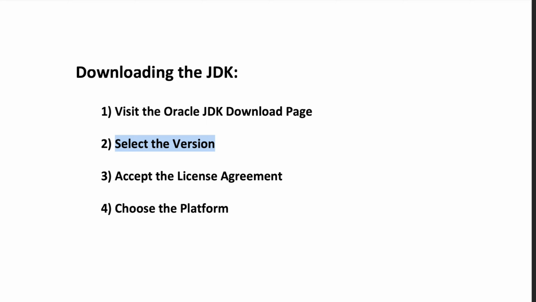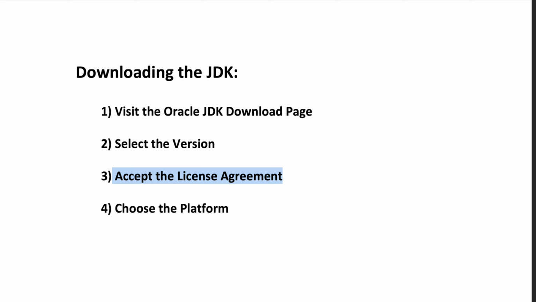And after that, this is going to be the third step, accept the license agreement. Oracle's JDK download page usually requires accepting the terms of service or license agreement before proceeding with the download. So that is why you need to accept the license agreement for downloading the JDK.